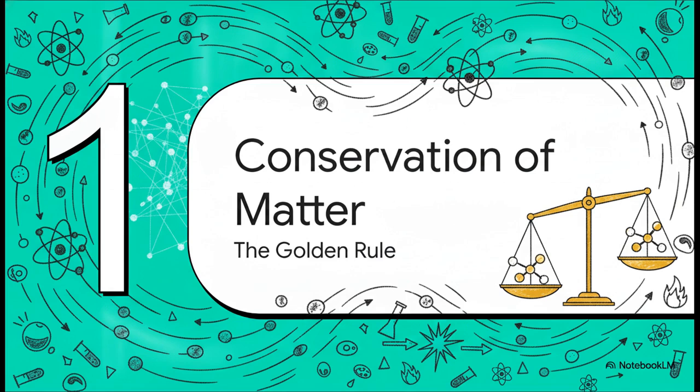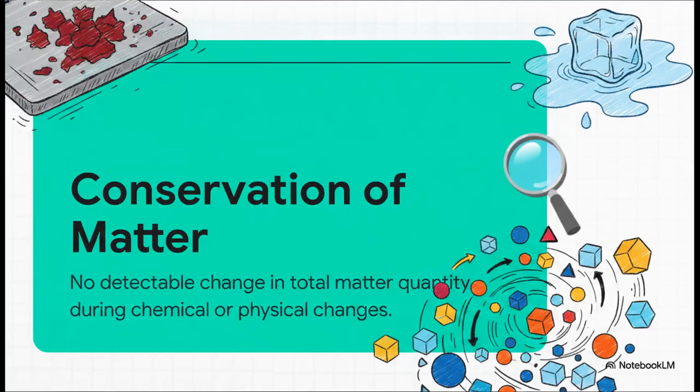This is the absolute golden rule of chemistry. Here's the big takeaway. Matter cannot be created or destroyed, period. Whether a substance is going through a chemical change, like an old bike rusting, or a physical change, like ice melting on a hot day, the total amount of matter stays exactly the same. The atoms don't just vanish into the void, they just rearrange themselves.